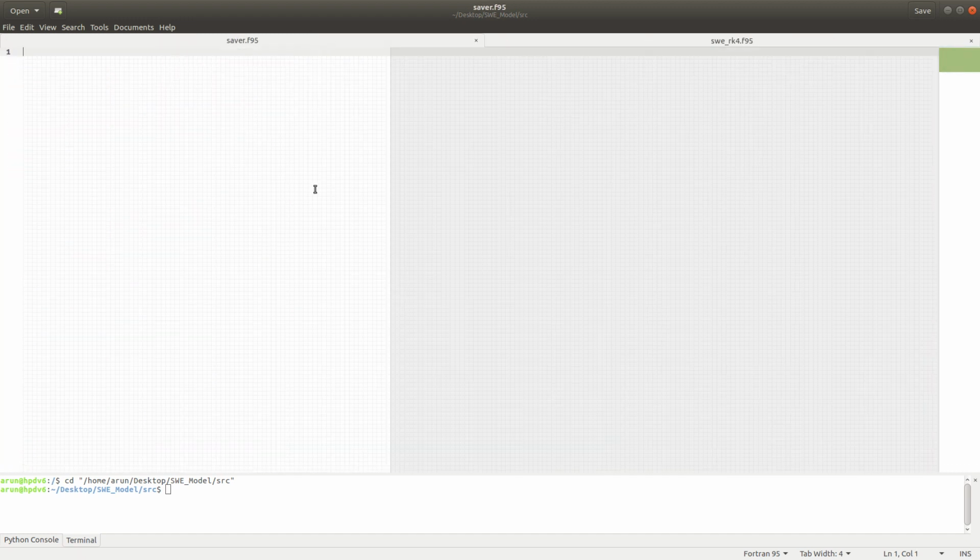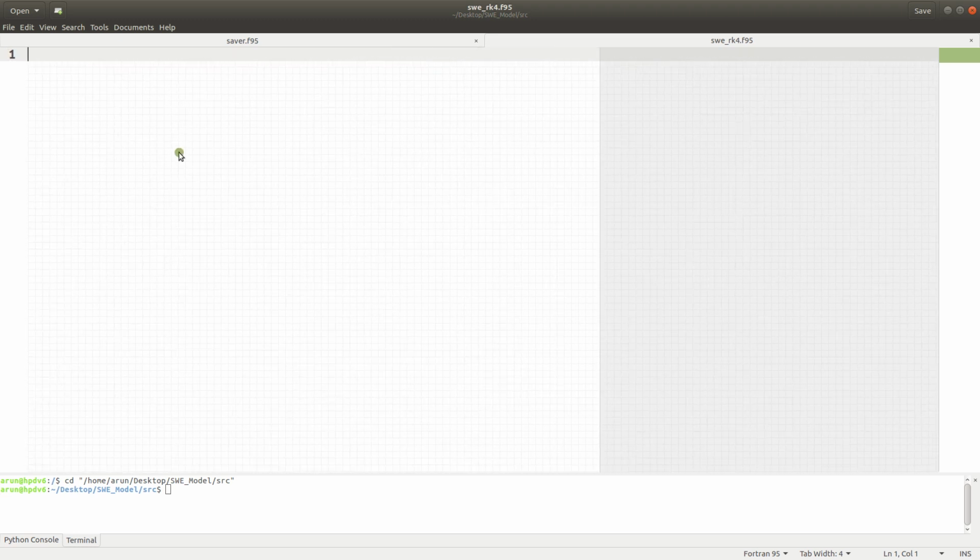And now before we go to the saver module, let's go to the shallow water, the main crux of this program, the core of this program, which is the Runge-Kutta fourth order scheme. If you don't understand this, I would strongly suggest you go and read it somewhere, or look at one of my older programs wherein I have explained Runge-Kutta methods in a simple manner. So this is the main solver module.